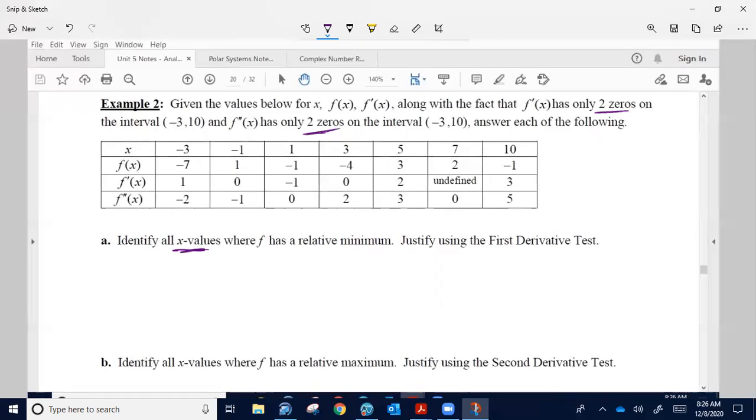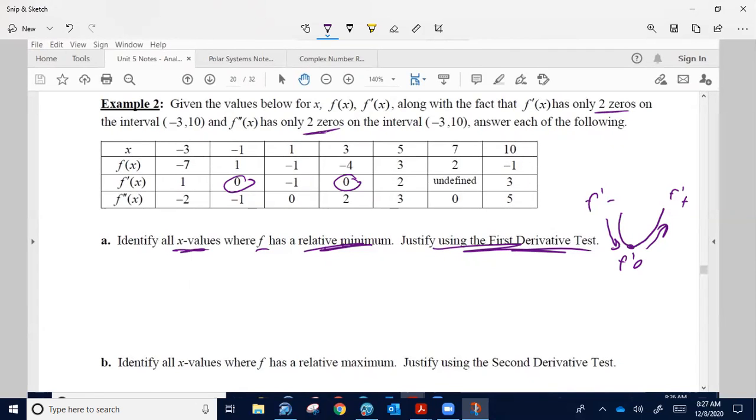Identify all x values where f has a relative minimum. Justify using the first derivative test. So again, mins and maxes tend to happen when your derivative equals 0. So there's 2 locations where the derivative is 0. First derivative test, minimum. That means, again, if I have a minimum value down below, we go from decrease to increase. We have to change from f prime negative to f prime positive. That's the first derivative test with f prime 0 in the middle.